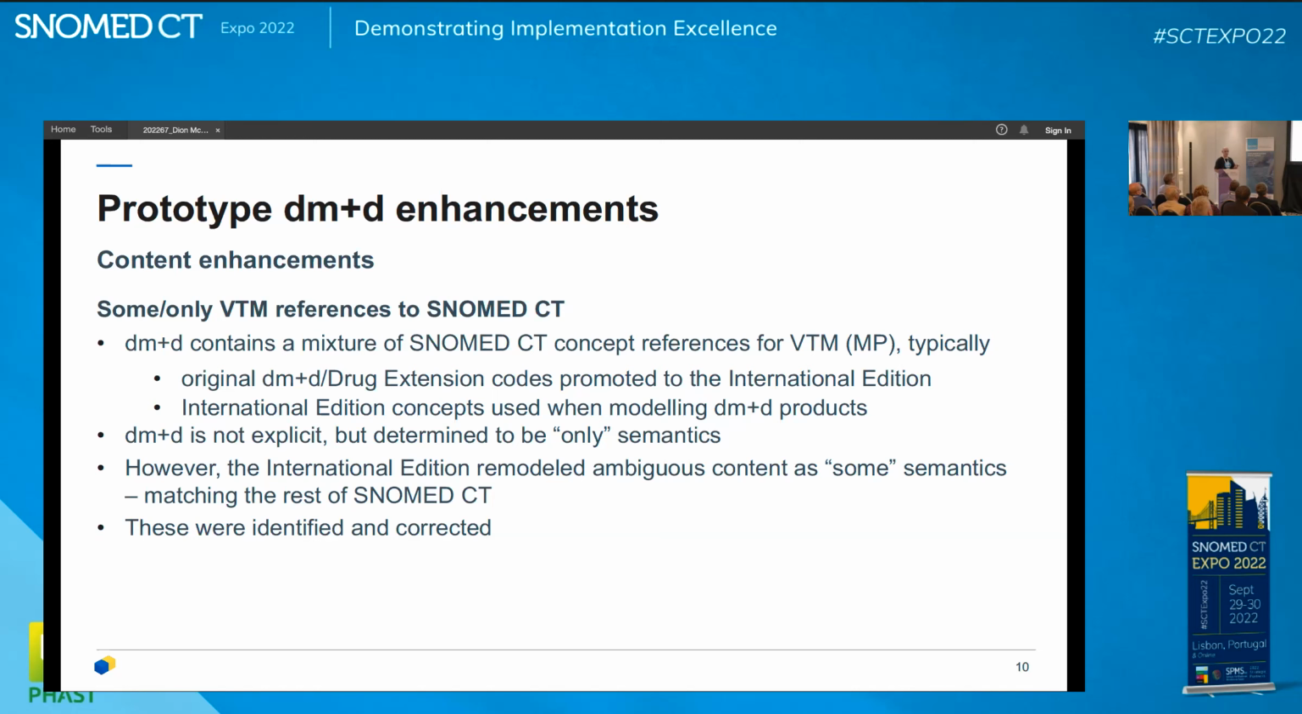That's also a bit blurry because a number of those concepts that it's referring to are in the international edition. They sometimes were concepts that came from dm+d originally and were promoted into the international edition, and then were subsequently clarified by the international edition as being either some or only, mostly at the VTM, VMP or MP level. They were clarified as some, which was a bit different to the original intention of the UK content. So that was quite problematic. Where that was happening, we had to create new VTM concepts that matched the only semantics that they actually wanted, and manipulate those over from the international content. Otherwise, the classification was incorrect.